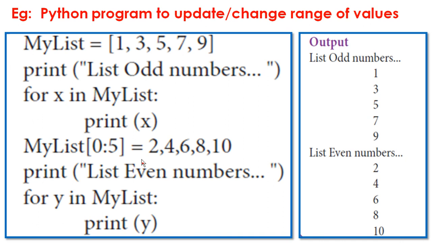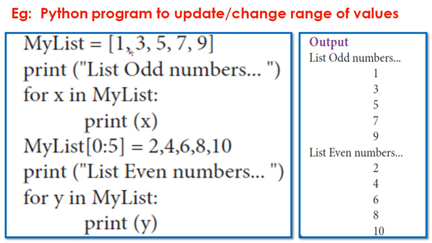We are going to change all the elements of my_list by using the command my_list with starting index value 0 and end value 5. So this is 0, 1, 2, 3, 4. The end value 5 means we are going to change up to the preceding value, 4. So we give the range of values as 2, 4, 6, 8, 10. So these elements are replaced.